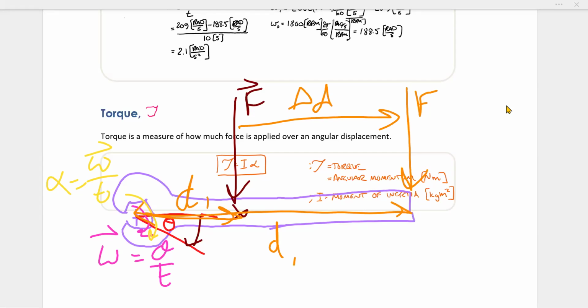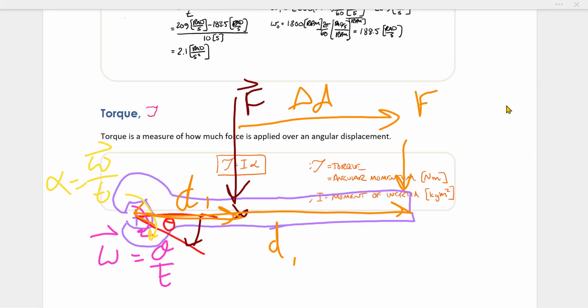So if you were to apply it as the child did, then you're going to have to apply a much larger force. If you apply it at the end, then your force can be much smaller to do the same amount of work, and the work is moving this angle over time. So this is the concept of torque. You've all done it. You've all tried to move a rotating object with a force. And that's what torque is.